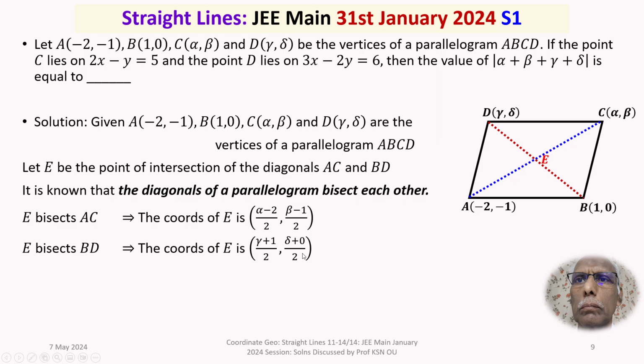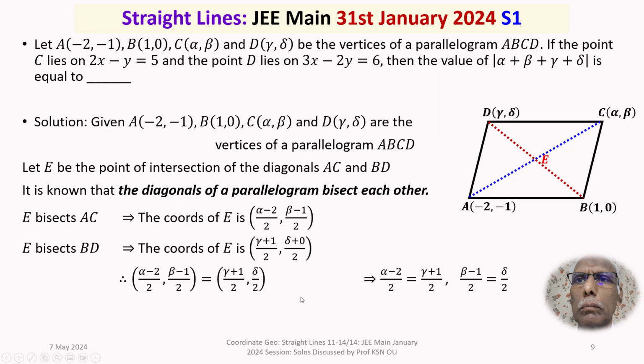Right, we got. And they must be equal because the coordinates of E are the same. So, therefore, they must be equal. If you equate these, then you will get alpha minus 2 by 2 is equal to gamma plus 1 by 2. Secondly, beta minus 1 by 2 is equal to delta by 2. So, simplify. You will get alpha minus gamma is equal to 3. Call this equation 1. Beta minus delta is equal to 1. Call this equation 2. So, you got a relationship like this.